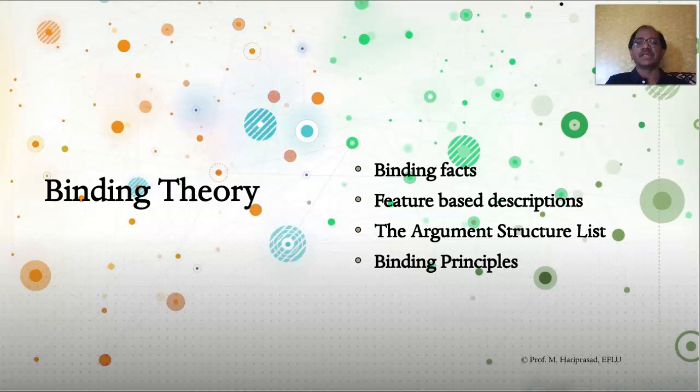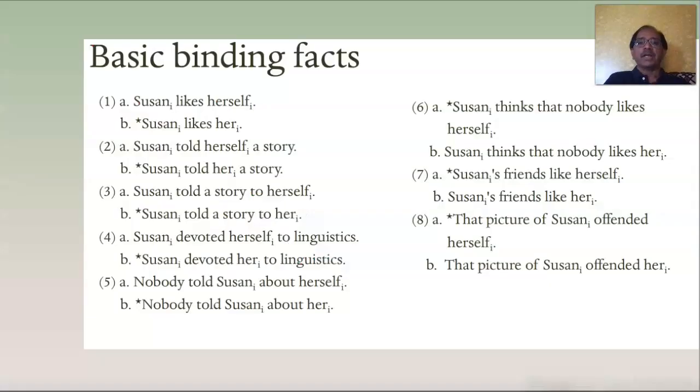We will begin with certain binding facts and then we will have feature-based descriptions of reflexives and non-reflexives. Then we are going to have a new feature, argument structure. After that we will formalize binding principles to account for co-reference between elements in a sentence. Let's look at the binding facts. Look at the sentences given in this slide.